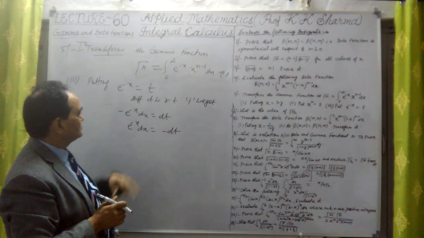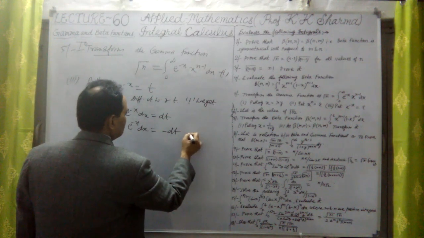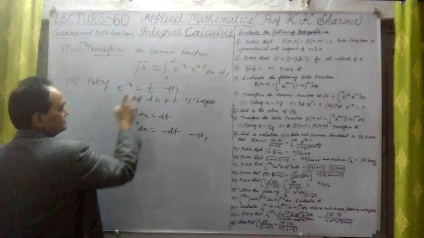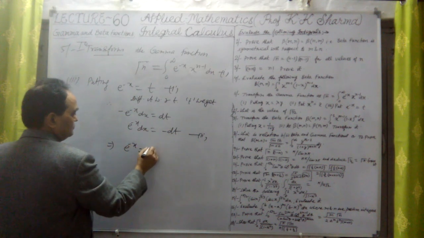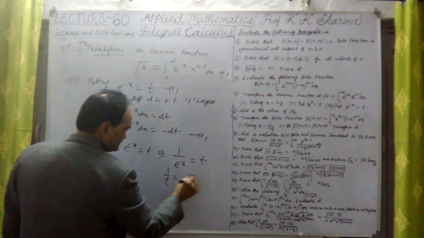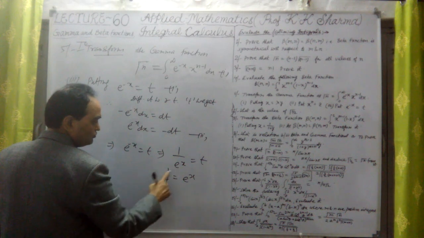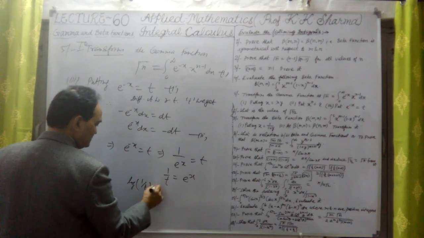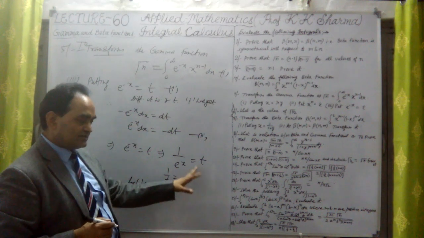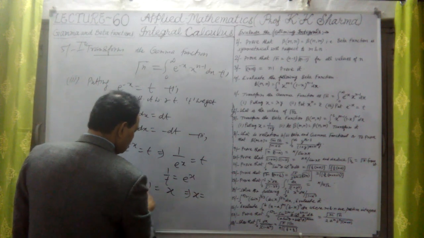What is x here that we have to find out? Putting e to the power minus x equal to t implies that 1 upon e to the power x equal to t, or 1 upon t equal to e to the power x. If I take log on both sides, log of 1 upon t is equal to x, because log of e to the power x is x log e, and log e is 1. So x equal to log of 1 upon t, that is, x equal to minus log t.